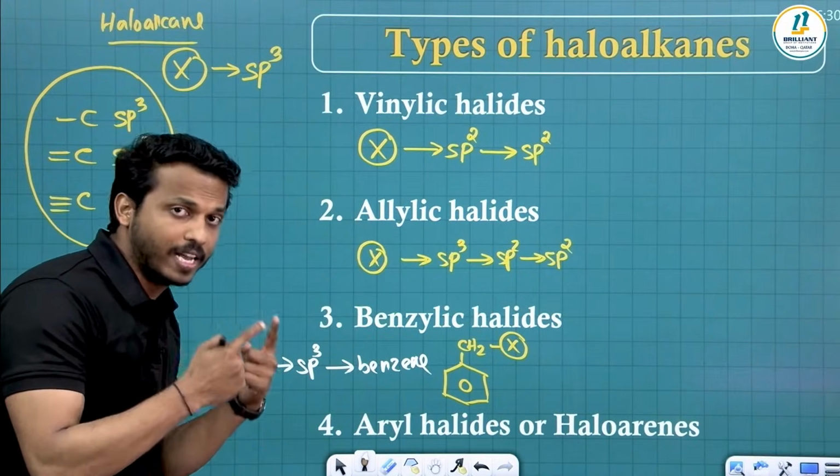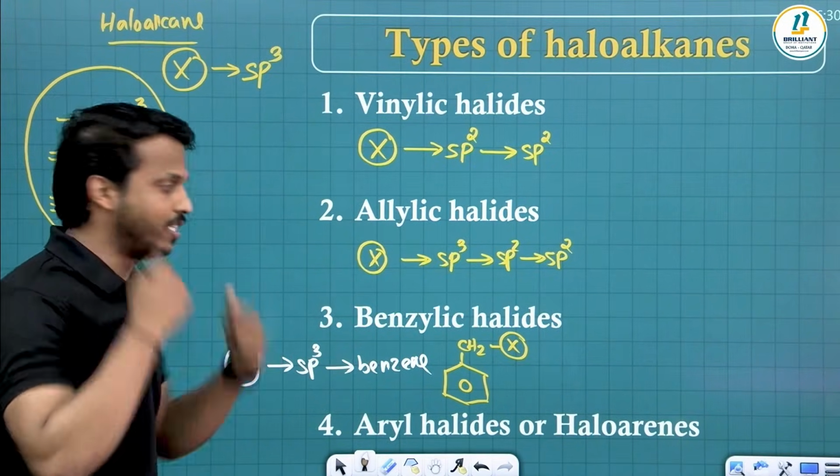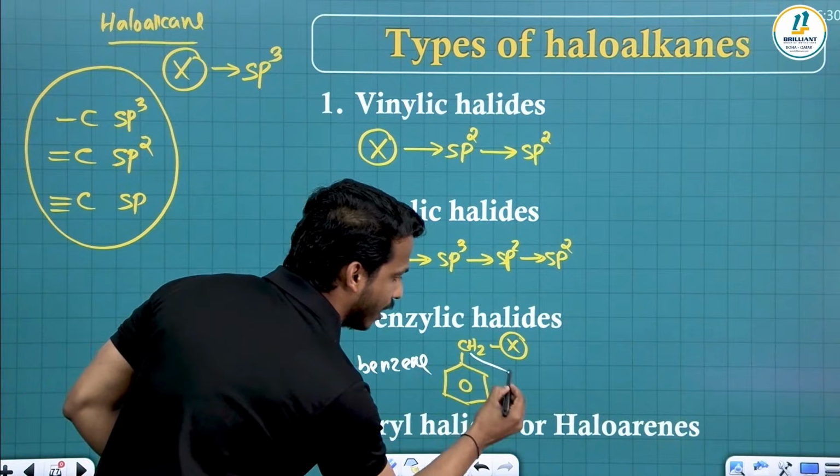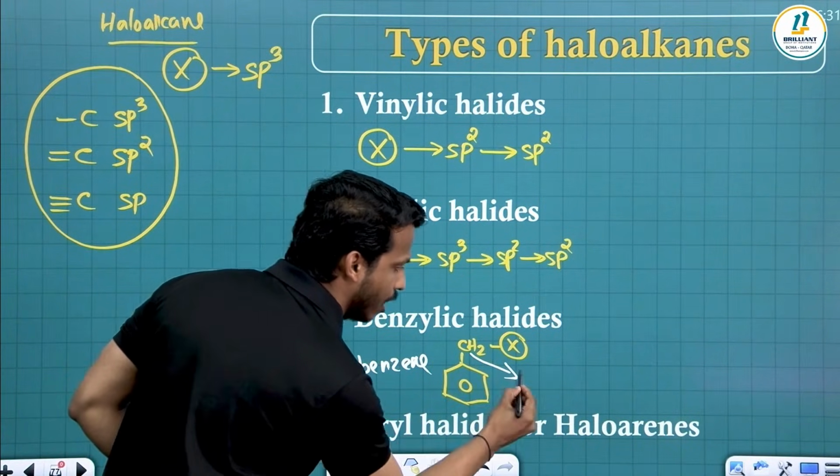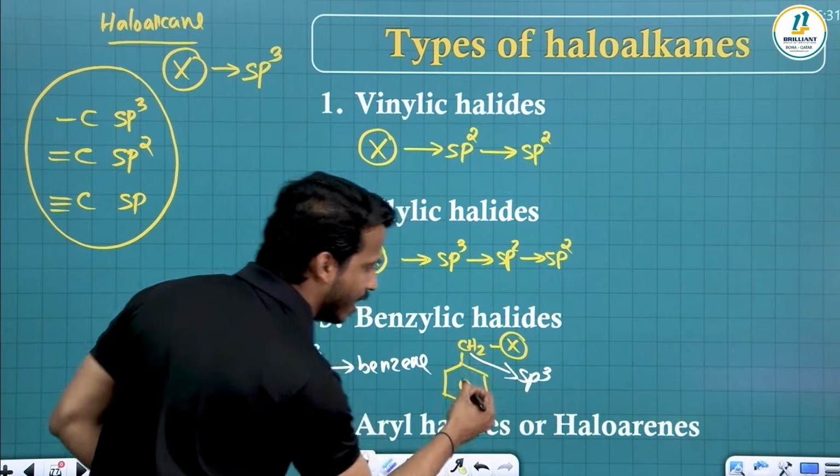Halogen connected to carbon sp3, then it's connected to benzene. See, all of you, halogen connected. What is this carbon hybridization? Full single bond, sp3, then a benzene ring.